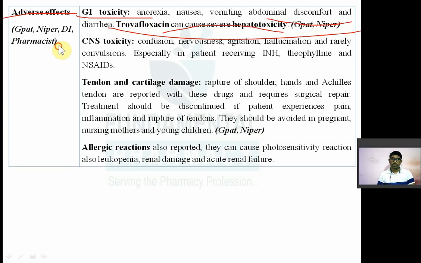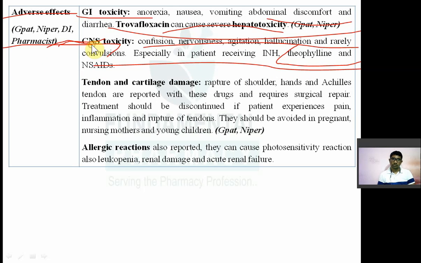On the CNS, they can cause confusion, nervousness, agitation and hallucinations. Rarely they can induce seizures, that is convulsions, especially in patients receiving isoniazid, theophylline and NSAIDs. So if a patient has been given isoniazid for TB, or theophylline for asthma, and you use fluoroquinolones, they can cause convulsions, confusion, nervousness and agitation.